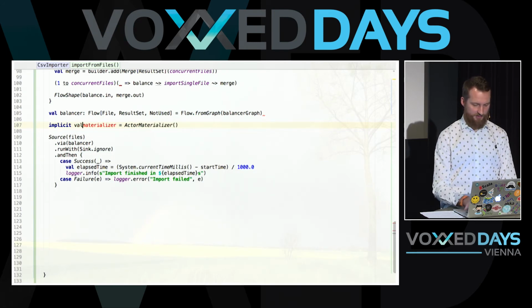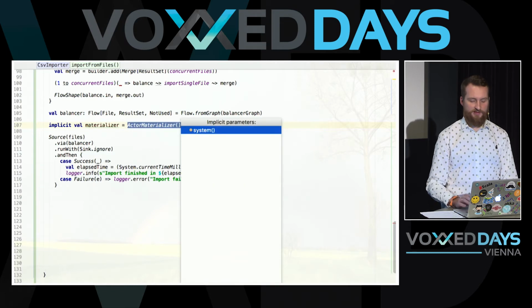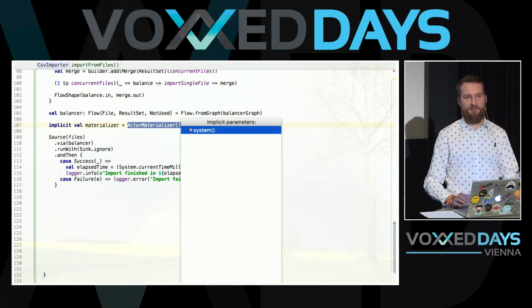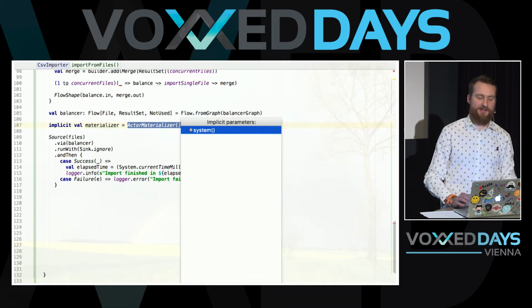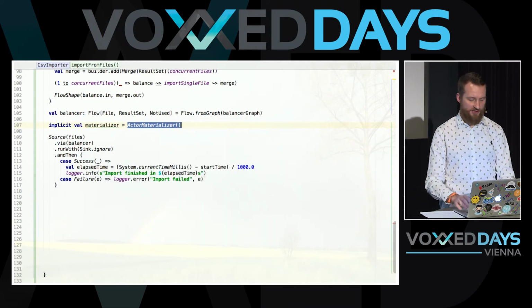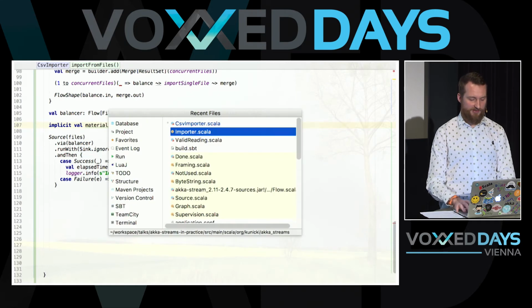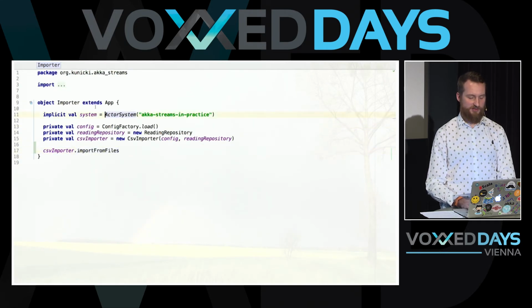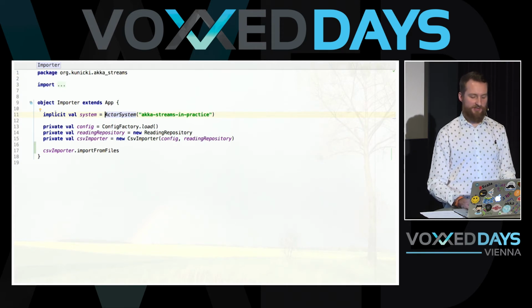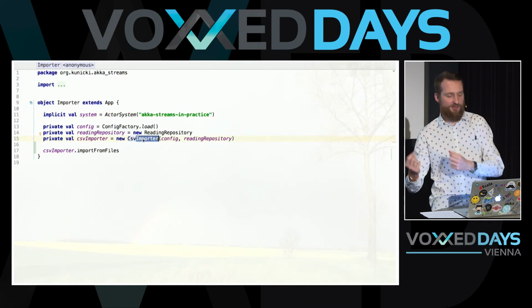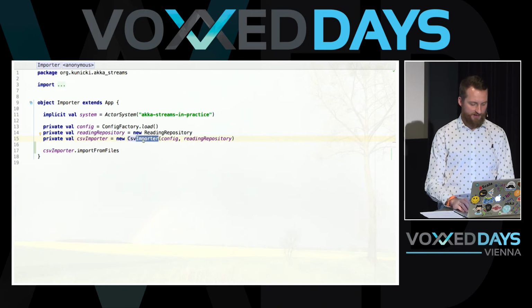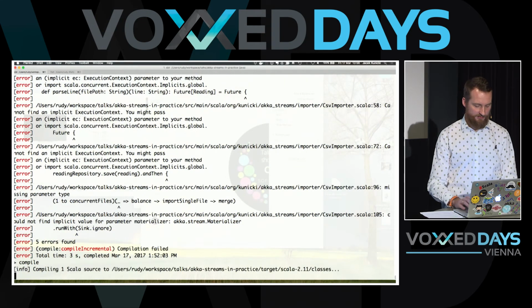And it's a value. And here you can see that the actor materializer takes an implicit actor system, but we've already defined an implicit actor system in the class definition, so we'll have it here. And where the actor system comes from is here. In our application, we define an actor system for the application. It's an implicit value. So when we create a new instance of the CSV importer here, it is passed as an implicit value. So it's provided there. Let's get back to the compiler.